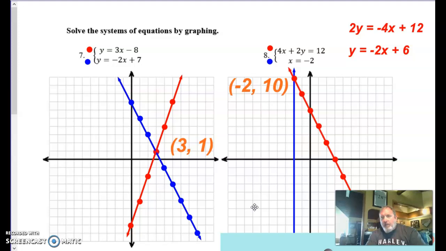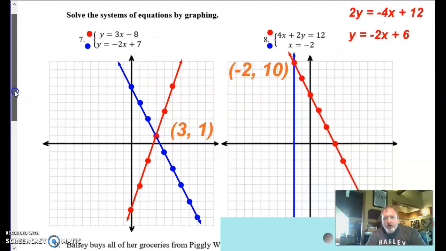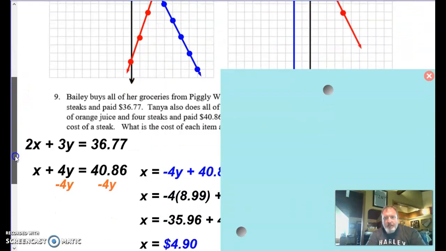So again, you want to graph both lines, and then you are looking for the point of intersection, very similar to our quiz after 4-1.